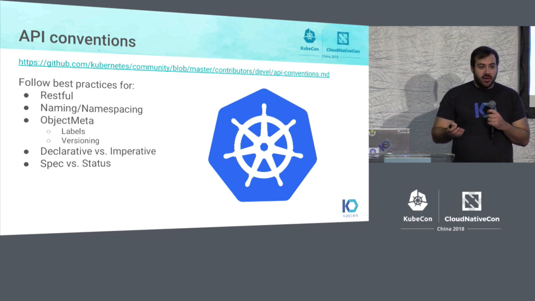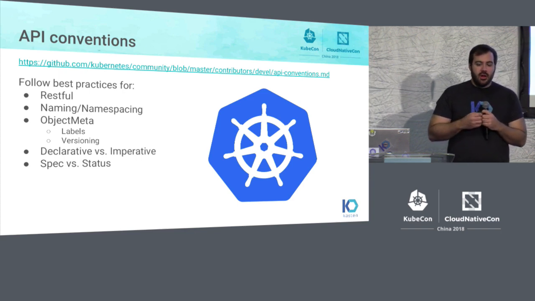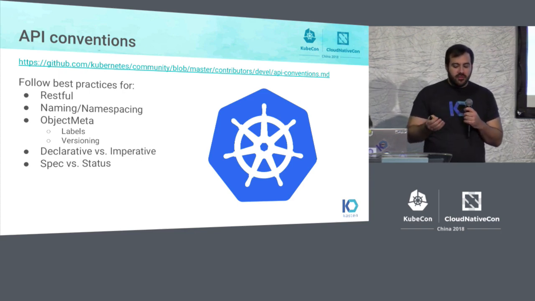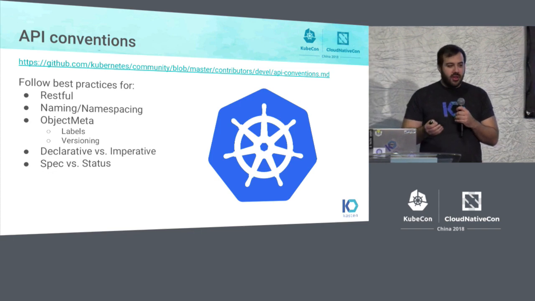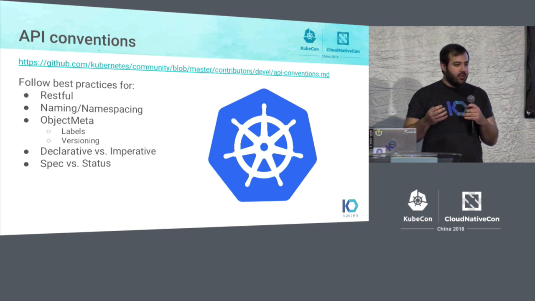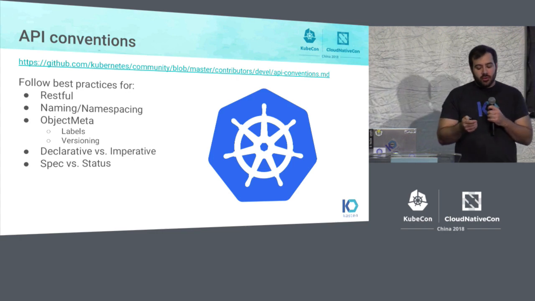Resource versioning enables synchronization, and labels enable ways to query your object. The Kubernetes API is declarative first, but can also be accessed through imperative requests. Most objects have a spec and a status field. The spec field defines the intent, your desired state of the world, and then the status field is updated by the controller to say what the state of the world is.